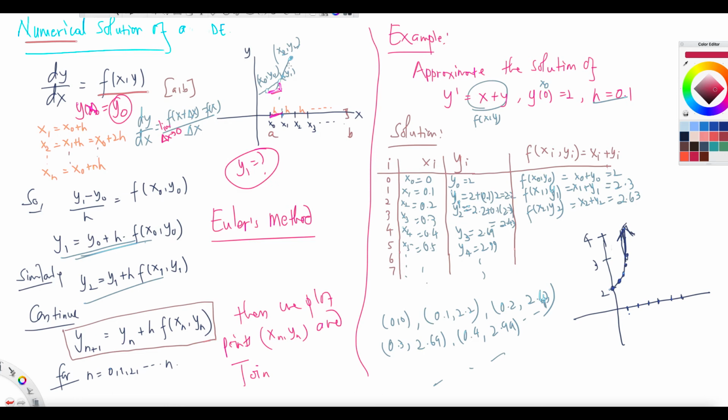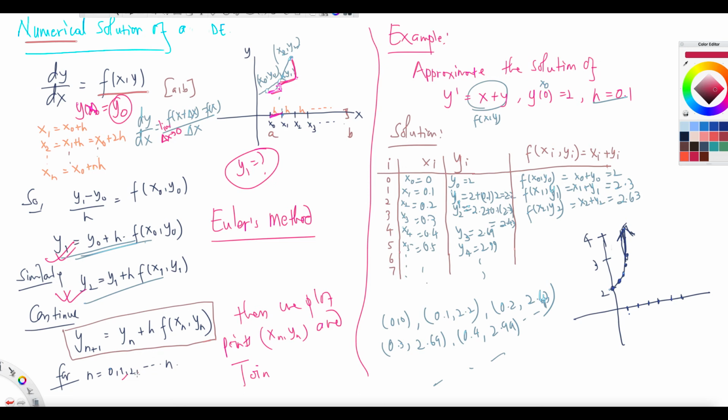Now similarly, to find y2, the rise is y2 minus y1 and the run is again h. So y2 minus y1 over h equals f of x1, y1. You solve for y2. If you continue that way, you get y sub n plus 1 equals y sub n plus h times f of x sub n, y sub n. This formula is called Euler's method or Euler's formula for the differential equation. For n equals 0, you will get y1, and for n equals 1, you will get y2.